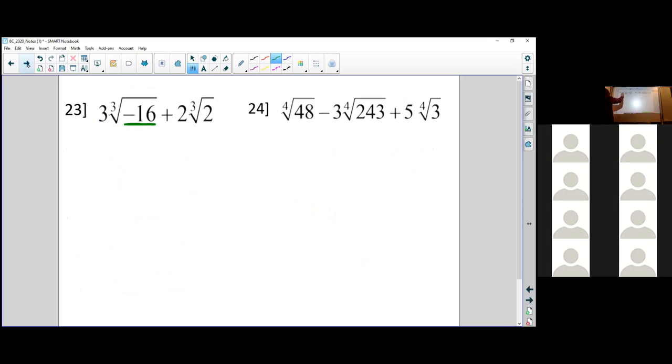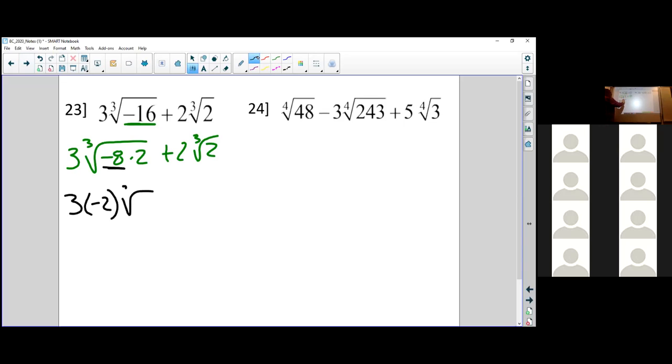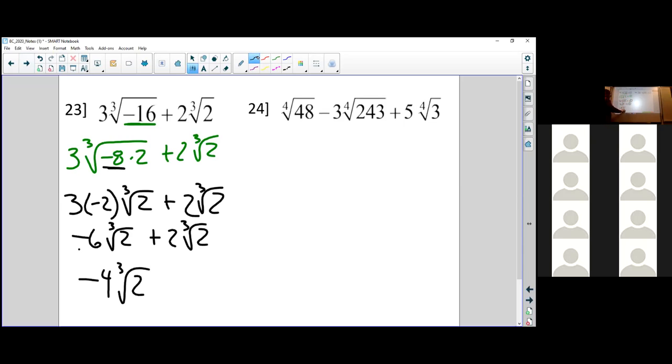First thing I'll look at is this. I have 3rd root of that. So I know that the 3rd root of negative 8 times 2 is negative 16. And I still have this. I'm not changing anything to this one. The 3rd root of negative 8 is negative 2. So that's going to give me negative 6, 3rd root of 2, plus 2, 3rd root of 2. Negative 6 plus 2 is negative 4, 3rd root of 2. Problem's done.